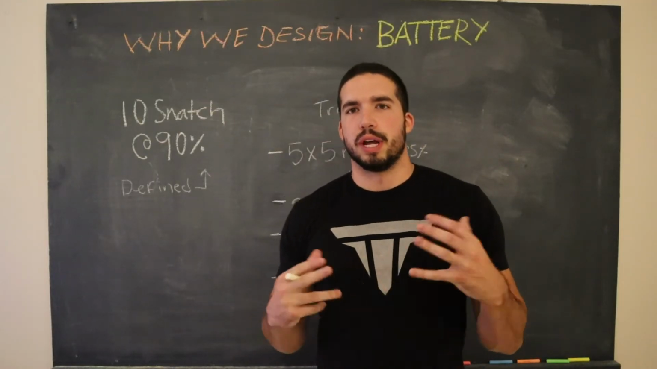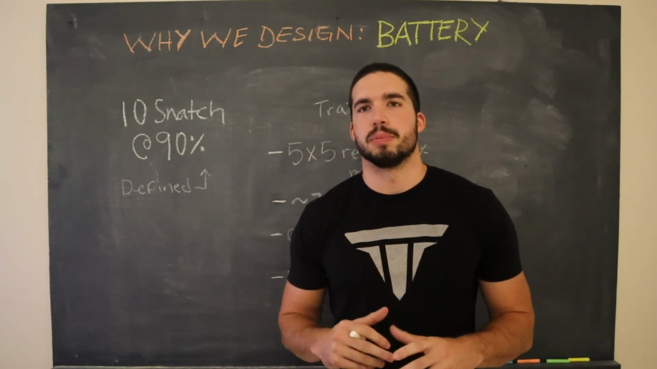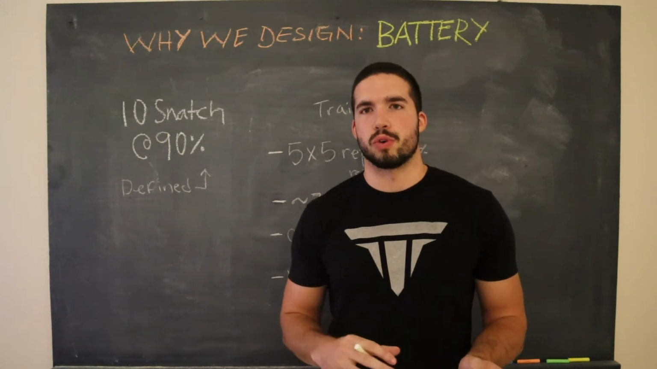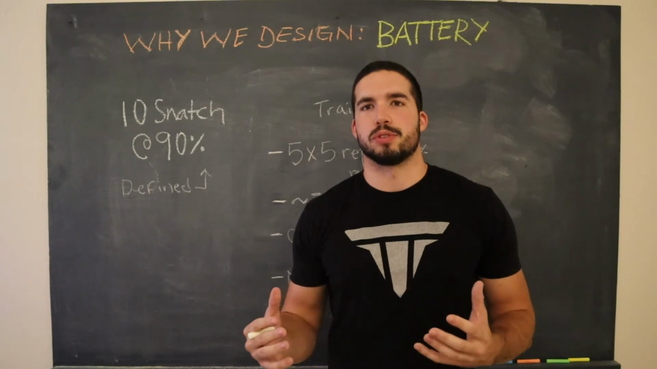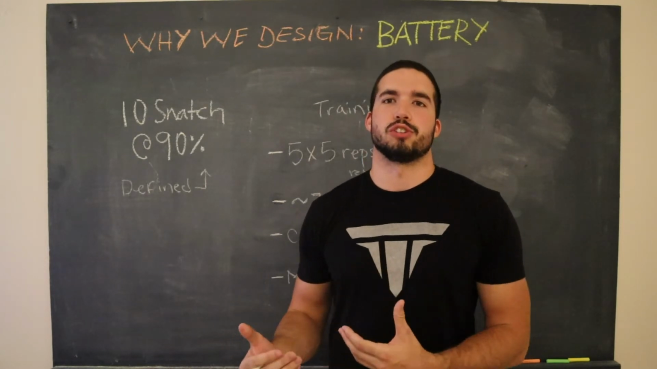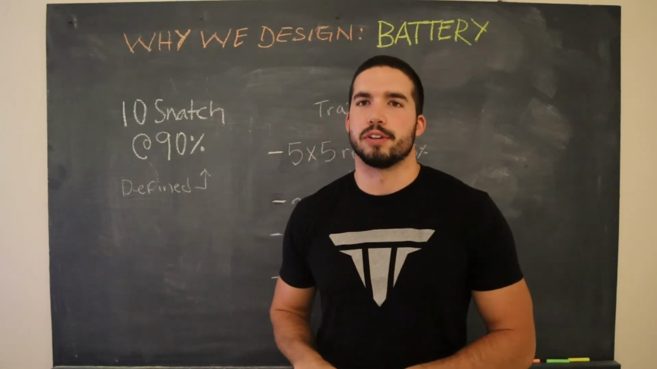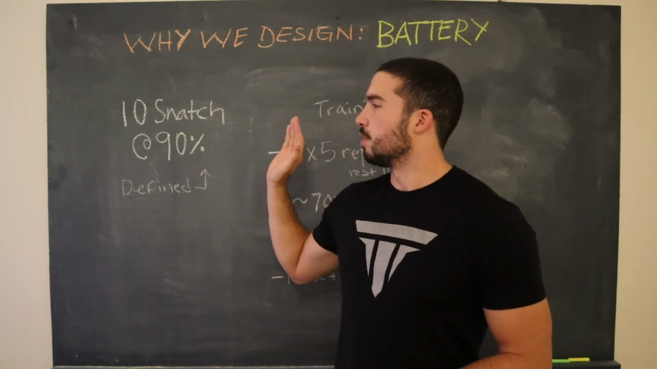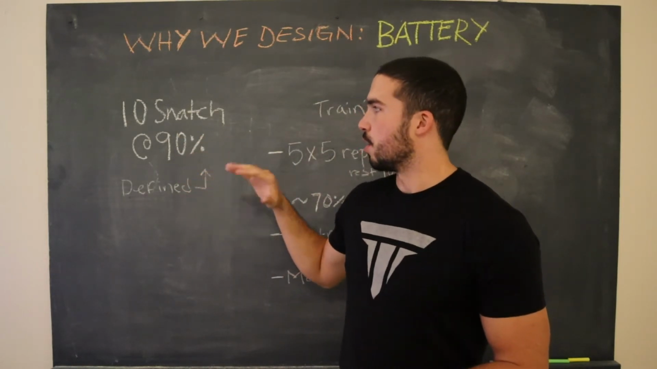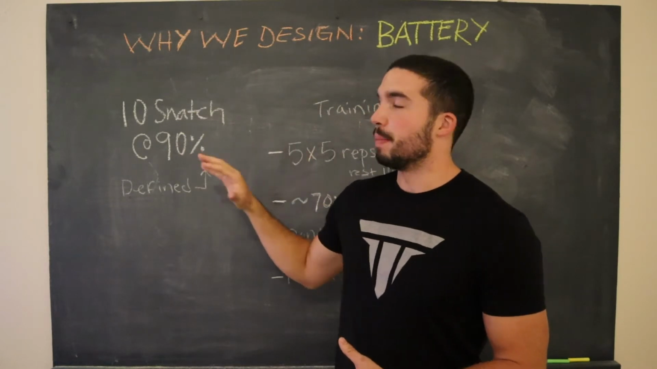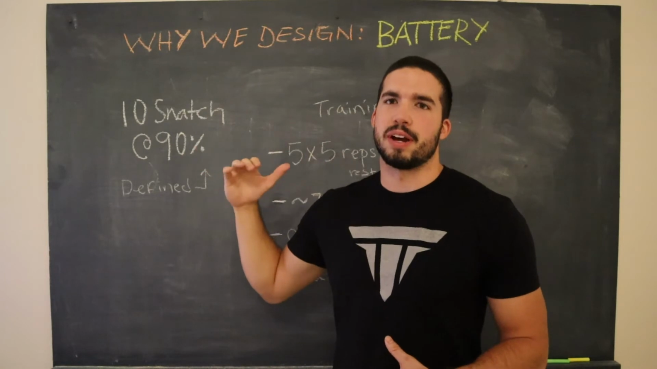So what is battery? In a general term or general definition, battery is the ability for an athlete to recover or replenish their CP stores or their CP system between reps or before completing another repetition. So for example, let's say an athlete does 10 snatches at 90% effort, so their max is 200 pounds, so they're doing 10 reps at 180 pounds. If it takes them 1 minute to do that, they would have a really high battery. Okay, if it took them 3 minutes to do that, they would have a lesser battery.